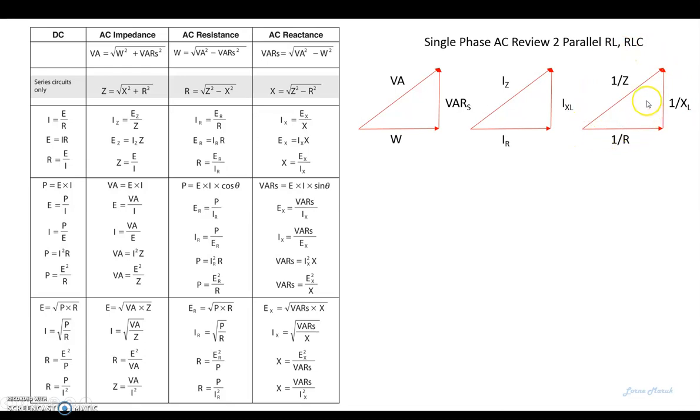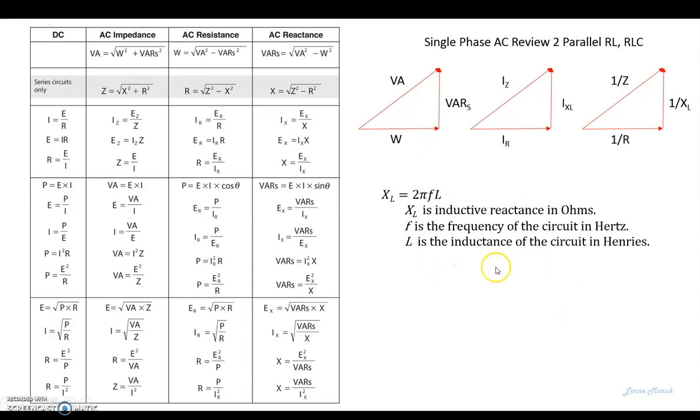So although you can use the inverse impedance triangle, it is quite cumbersome to type into your calculator, a lot of steps, which could result in a mistake. So it's best to use either the power triangle or the current triangle. My preference is the power triangle.